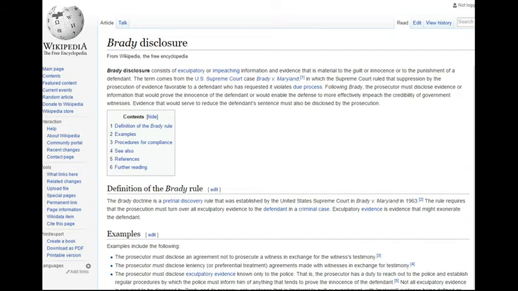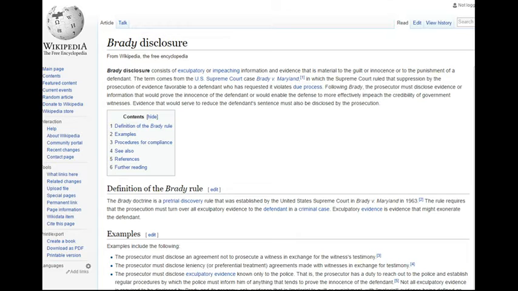The Brady Doctrine is a pretrial discovery rule that was established by the United States Supreme Court in Brady v. Maryland in 1963. The rule requires that the prosecution must turn over all exculpatory evidence to the defendant in a criminal case. Exculpatory evidence is evidence that might exonerate the defendant. Examples include the following. The prosecutor must disclose an agreement not to prosecute a witness in exchange for the witness's testimony. The prosecutor must disclose leniency or preferential treatment agreements made with witnesses in exchange for testimony.